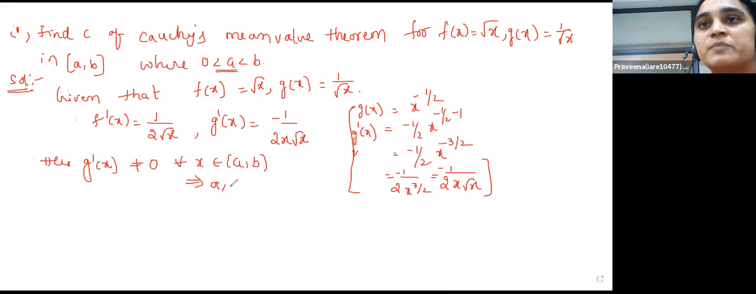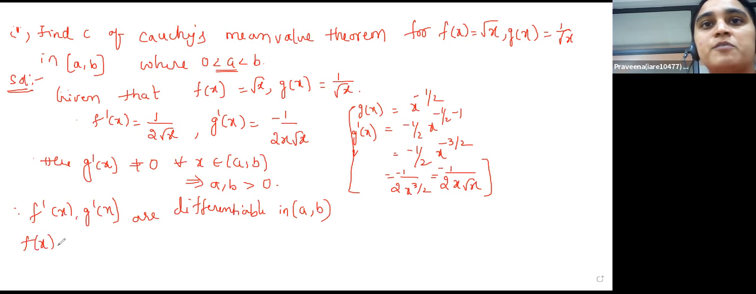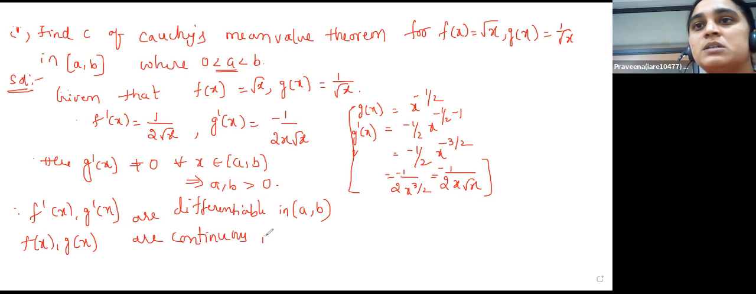How is it? From that given question, a, b is greater than 0. Therefore, f of x and g of x are differentiable in open interval a comma b, and the next one, f of x and g of x are continuous in closed interval a comma b. Once you see these three conditions satisfied, therefore all conditions are satisfied.